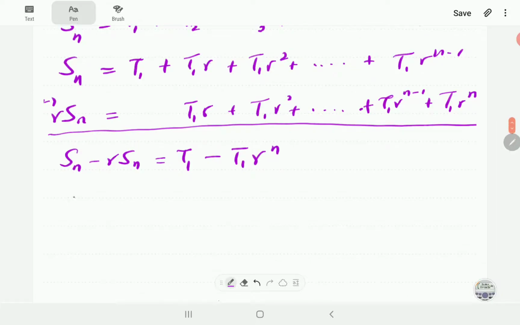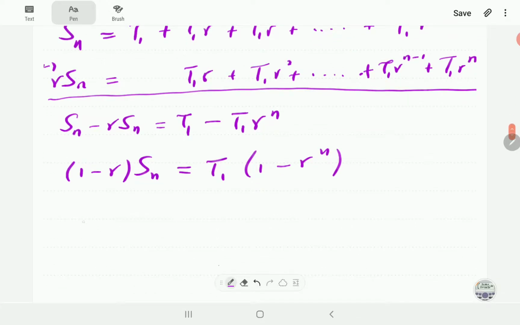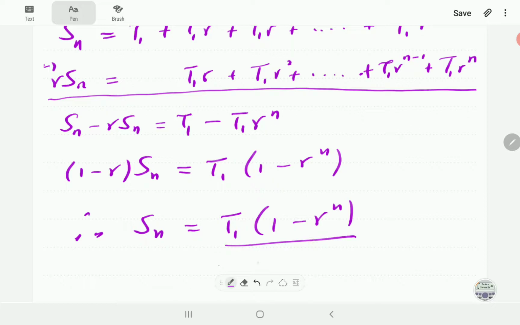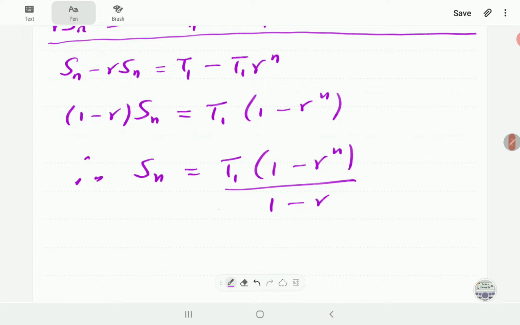Then if we factorize on both sides, we're going to have 1 minus R times Sn. And then this side, we're going to have T1 into 1 minus R to the power n. So from here, then we can make Sn the subject of the formula. It's going to be T1 into 1 minus R to the power n, all divided by 1 minus R. So that is going to be the formula for the sum of the first n terms.